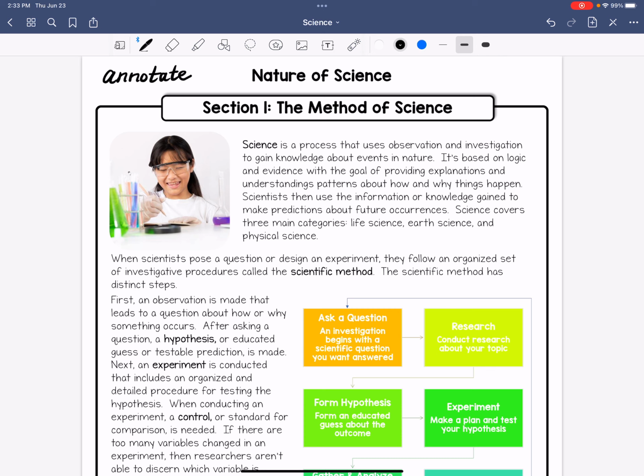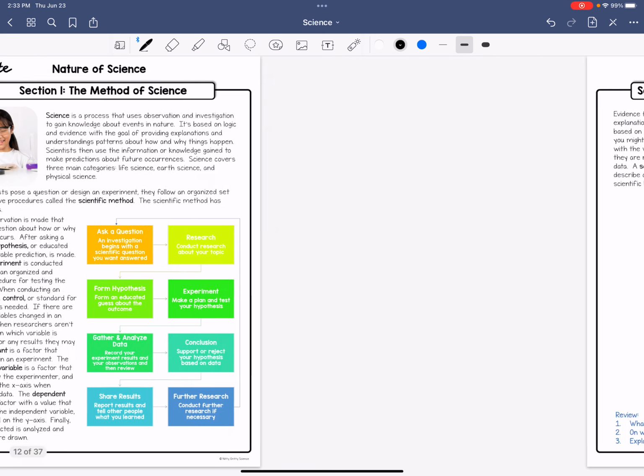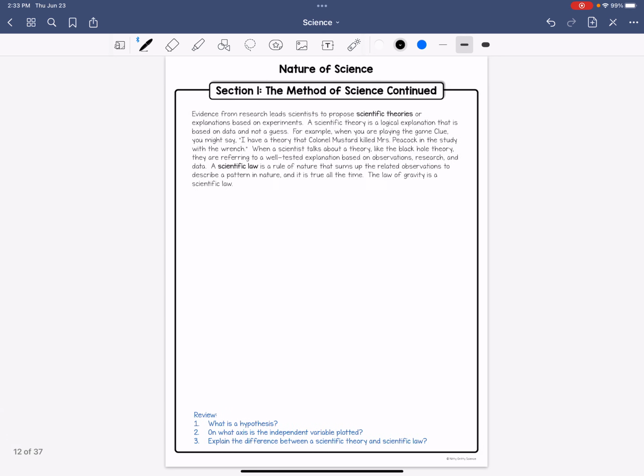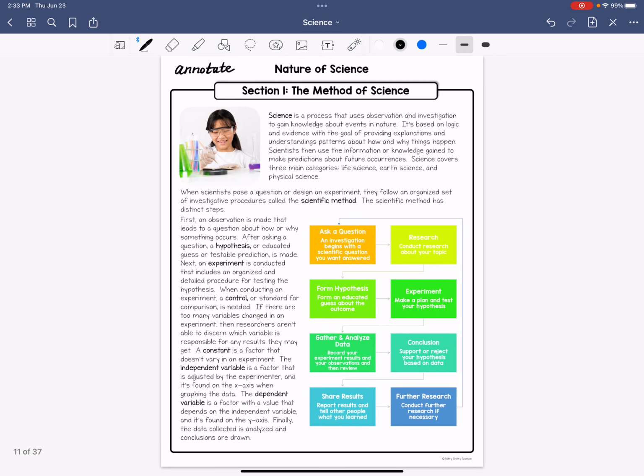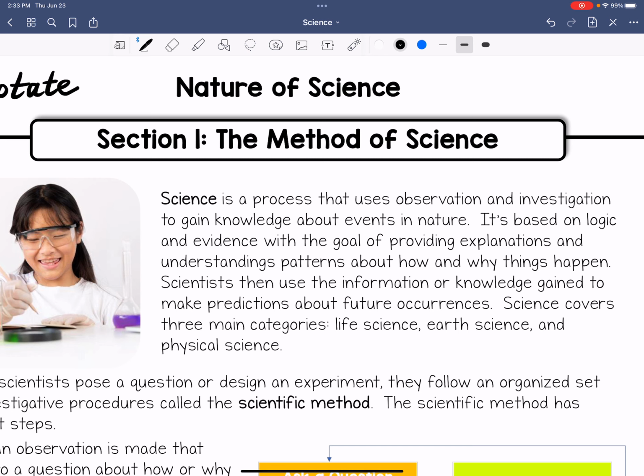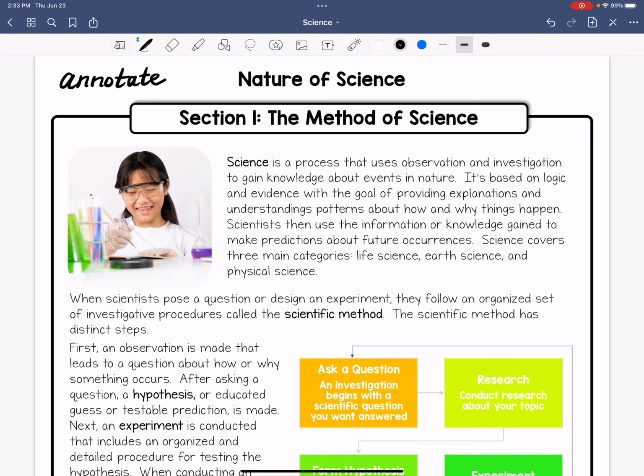I'm going to use highlighters to annotate. Now, as I look at this, I see some pictures. I see some words in bold. And then on this page, I actually see some questions at the bottom. So just glancing at this text, those are the things that stand out to me. I also see the chapter title, Nature of Science, and the lesson title, The Method of Science. So those pieces are going to be important a little bit later on.